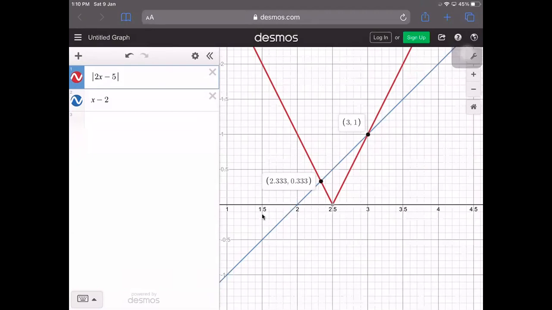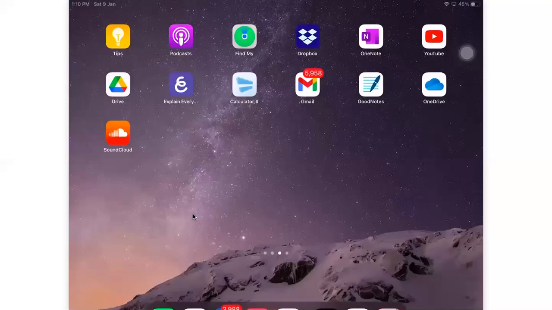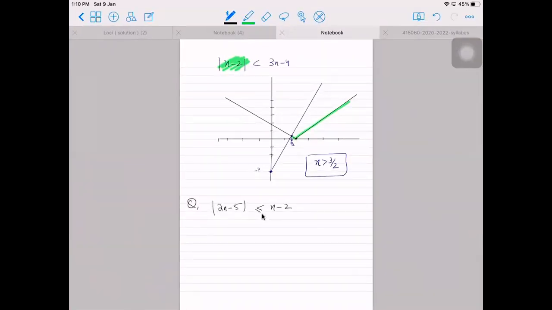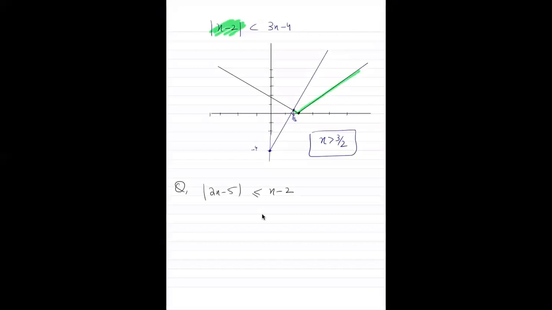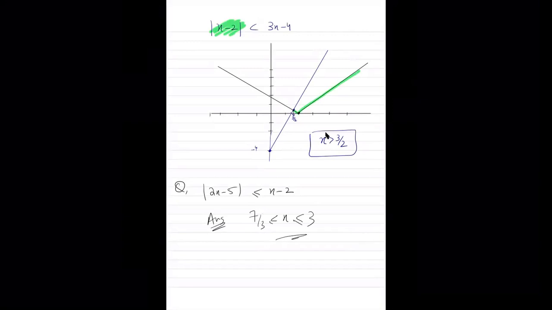Yeah. So your solution to this should be, I drew the graph for you, but if you solve this algebraically as well, your answer is going to be x greater than or equal to 7 upon 3, and less than or equal to 3, right? Yes. I hope this topic is clear now.